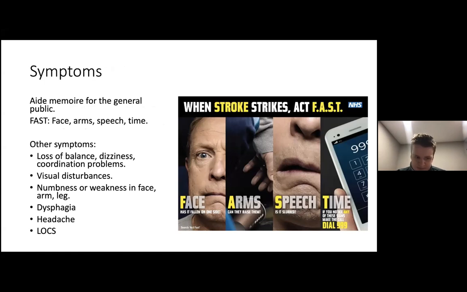So other symptoms of stroke, apart from what's on the right, are loss of balance, vertigo, dizziness, coordination problems, visual disturbances, numbness, weakness in the face, arms or legs, particularly on one side. Dysphagia, which basically means difficulty swallowing, and a headache. Such as in subarachnoid hemorrhages, you can have a really severe headache, and loss of consciousness. So those are some of the key signs and symptoms of stroke.